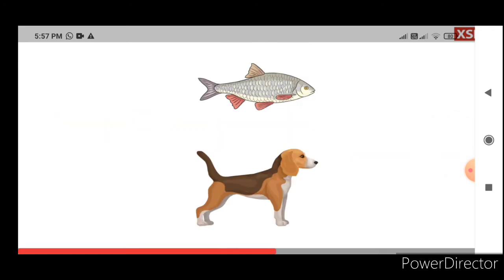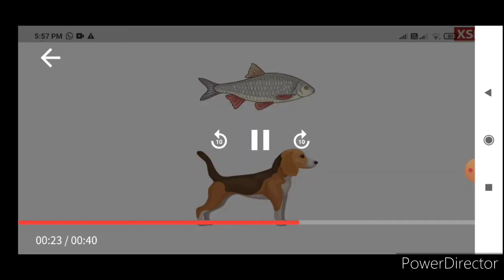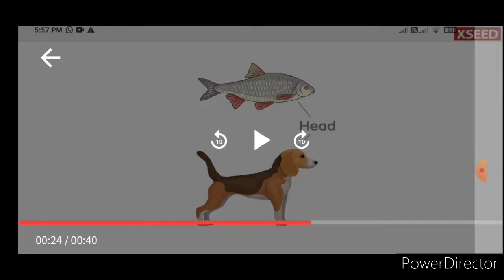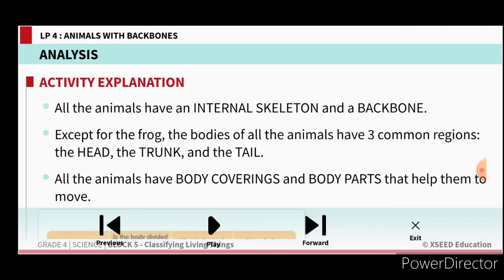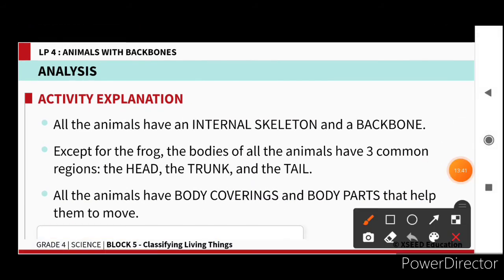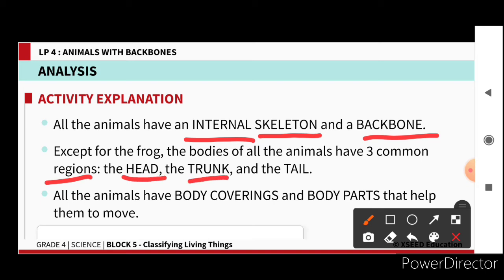The bodies of most vertebrates are divided into three main parts, this we have already discussed: head, trunk and limbs. Now you see what features do the animals in the pictures have in common. What are they having in common? They all are having internal skeleton and a backbone. And their body is divided into three main regions: head, trunk and tail.